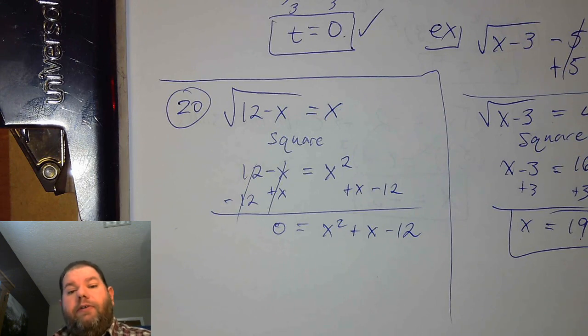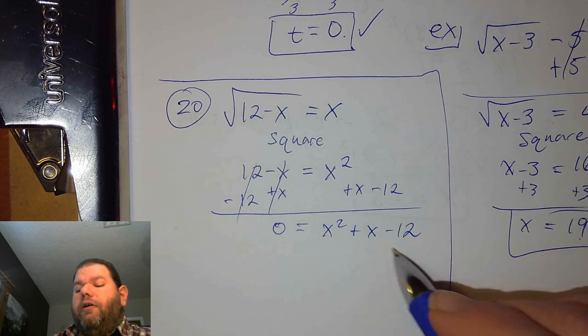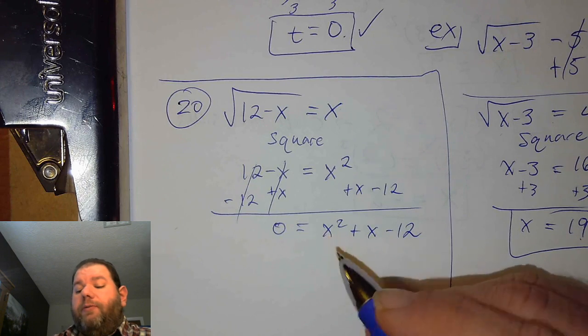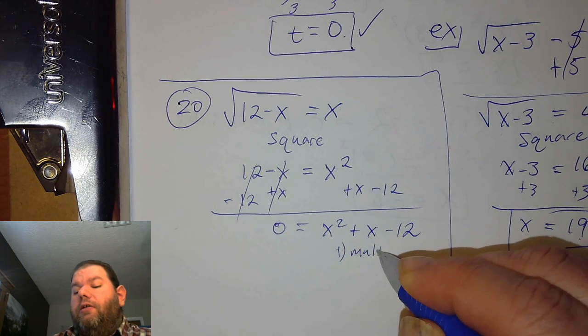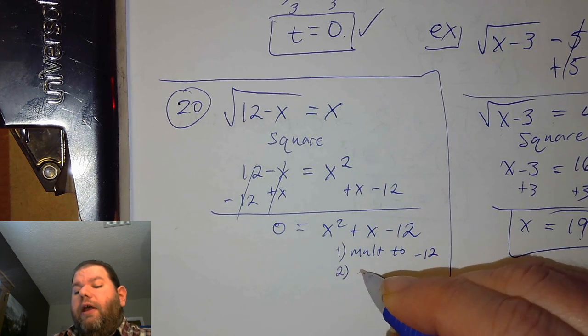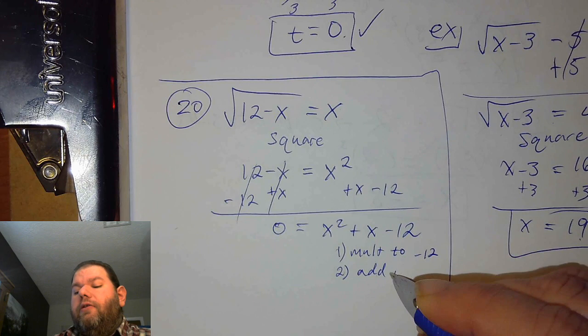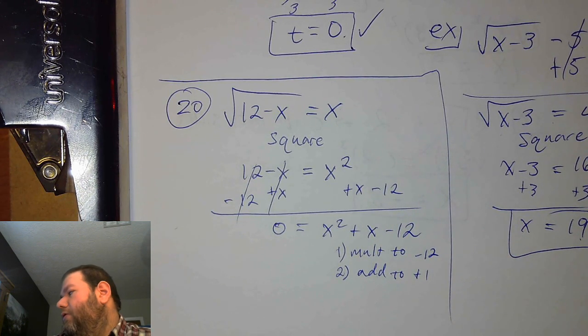Okay, so we have 0 equals x squared plus x minus 12. And so we look at this, this is actually factorable. We need two numbers that multiply to negative 12 and add to positive 1. What would those two numbers be?